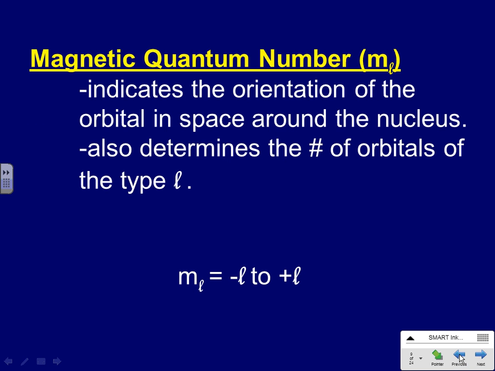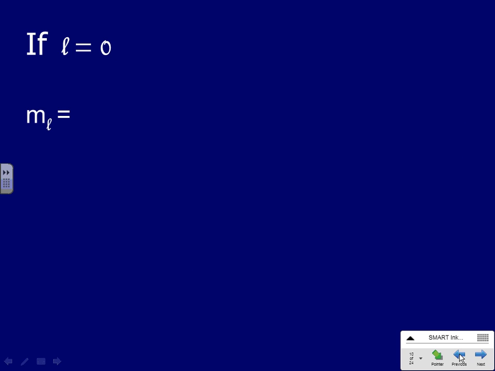If L equals 0, ML is -0, integer steps up to +0. Look at what I just said there. That's funny. Which is exactly the true statement. -L, integer steps up to +L. And if L is equal to 0, then ML can only be equal to 0. Because if I've got -0 and +0, it's only 0. It's the only value. What does this state? This means that there's only one S-type orbital.